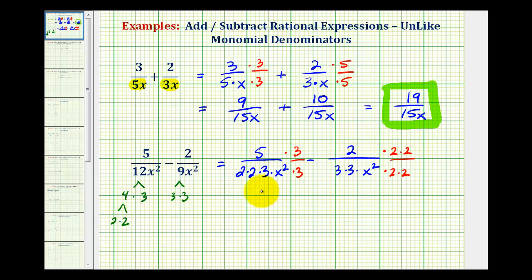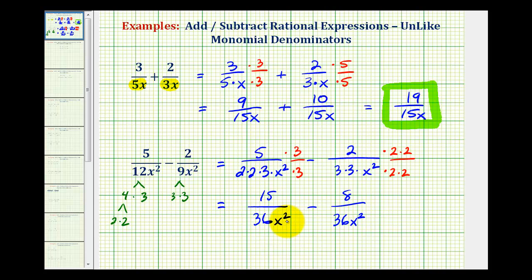Now if we compare the denominators, notice how they both contain two factors of 2, two factors of 3, and two factors of x. So now we have our least common denominator, so we're going to multiply and then we'll subtract. So this first fraction is now 15 all over 2 times 2 times 3, that was 12, times 3, there's the 36. Then we have x squared, minus, here we have 2 times 2 times 2, that's 8, all over another 36x squared.